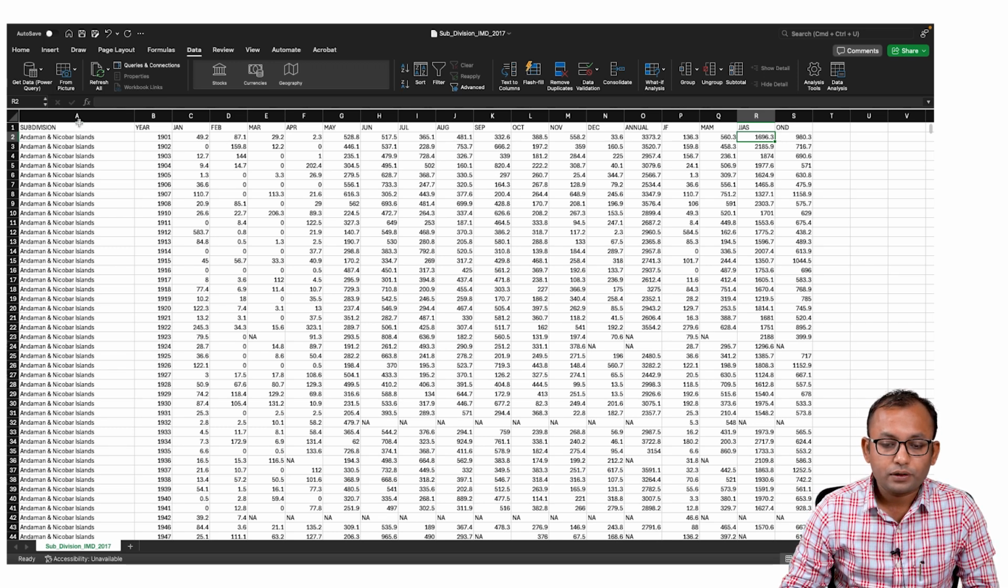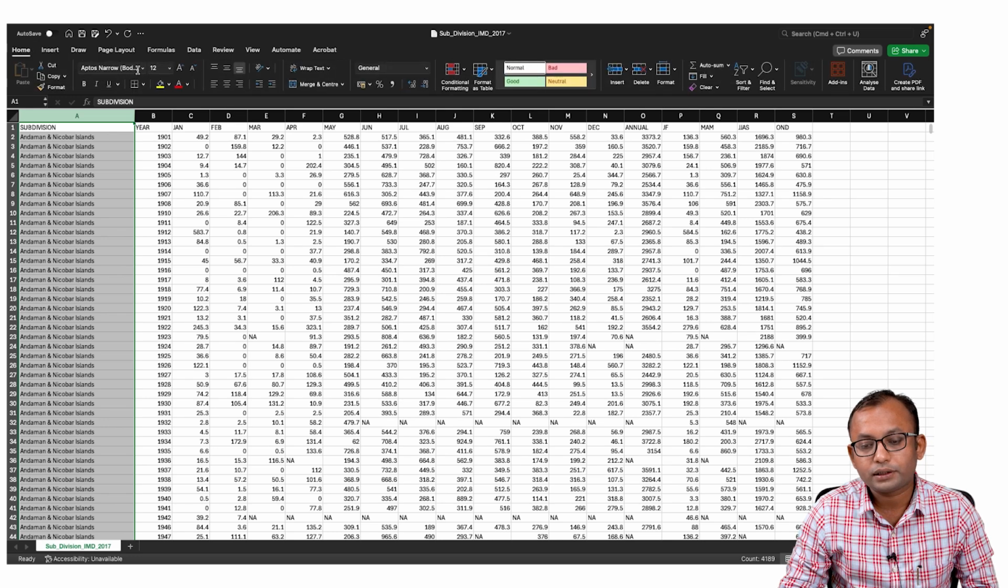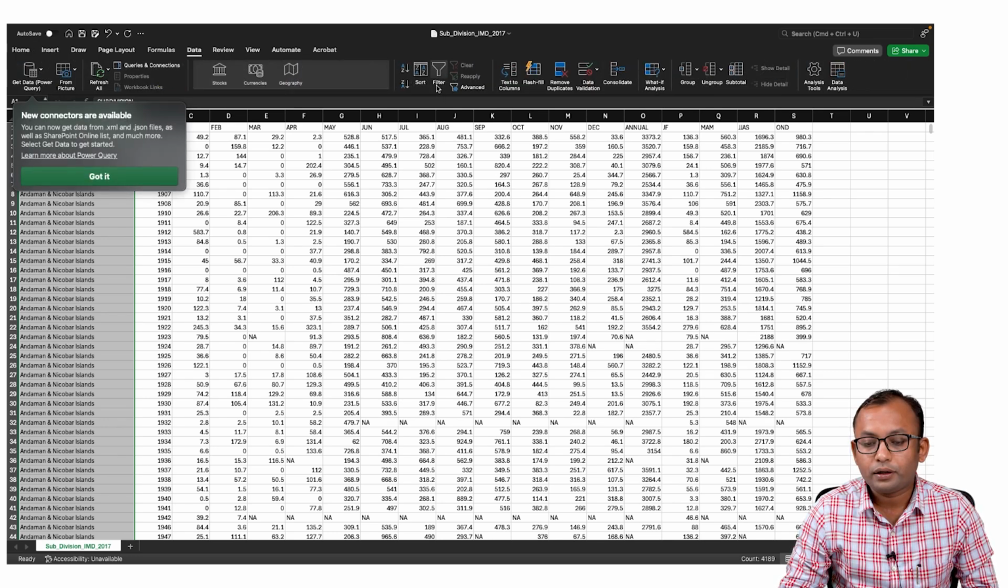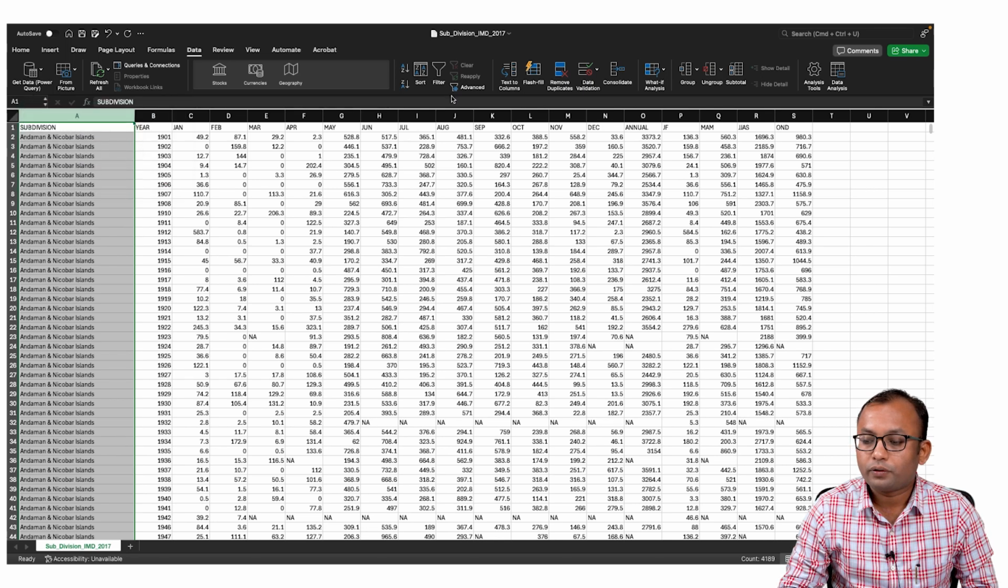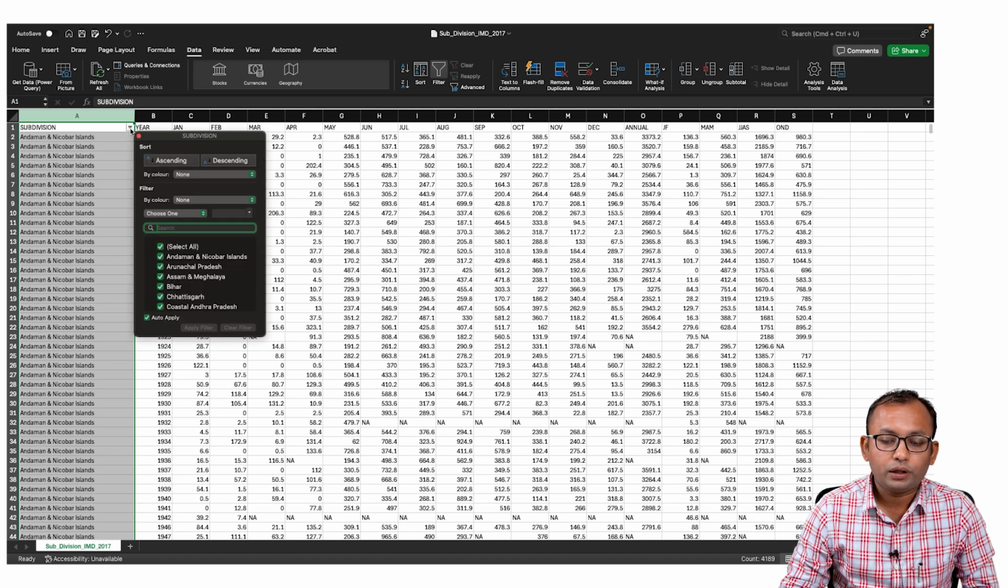In this column, maybe you can apply a filter. How can you do that? In the Data tab you can go to the filter and click it, and then this option will appear. Here you click, and now you can select or deselect all. From this particular list you can select any region which you are interested in. For example, I will select, let us say, East Madhya Pradesh.